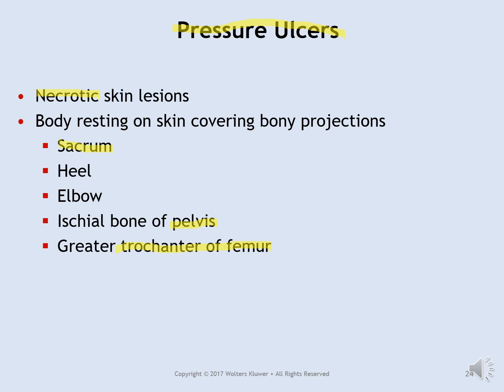A pressure ulcer is dead or necrotic skin that results from skin covering bony projections having pressure on them for too long, and losing blood supply, and you get a lesion in the area, can get secondary bacterial infections, and ulcers can go all the way down to the subcutaneous tissue in the worst areas and even into the bone. Bony areas prone to pressure ulcers are the sacrum, the heel, elbows, the bony part of the pelvis or the ischial area, and the greater trochanter, which is the head of the big leg bone that you can feel on your side.